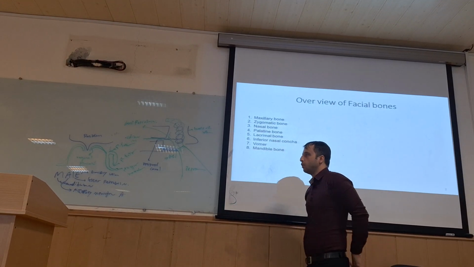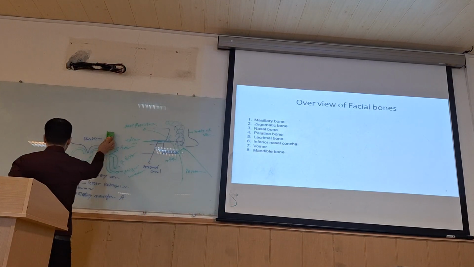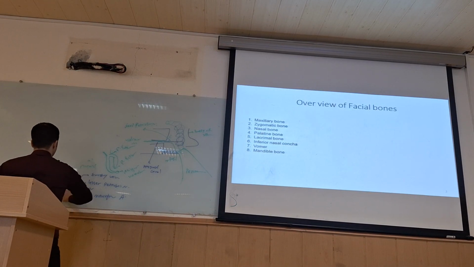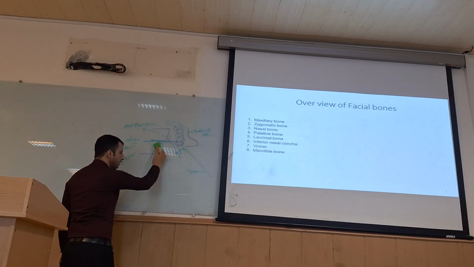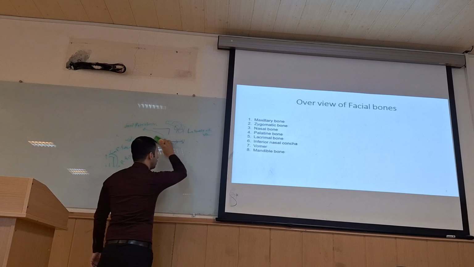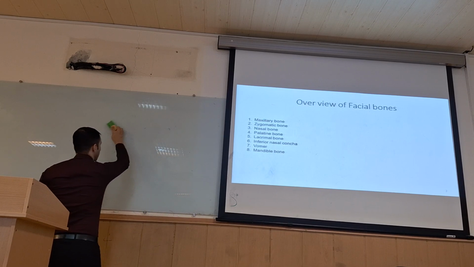After neurocranium, we arrive at the visceral cranium. How many bones are there in the visceral cranium? 14. Yes, 14 bones. Between these bones, we have two bones which are single: mandible and vomer bone.